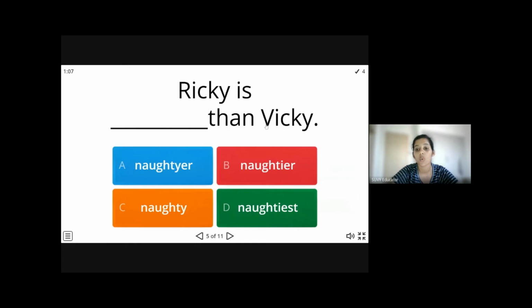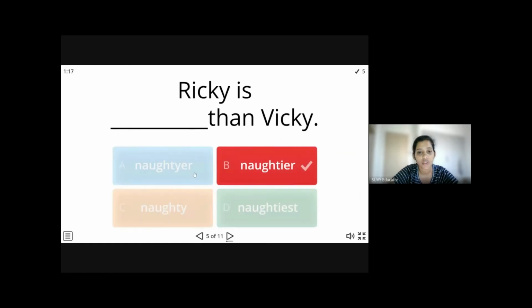Okay, Ricky is dash than Vicky. Now, when you have the word naughty, and when it's ending with a Y, what do we add? We add I, ER, EST. When it's comparing between two, we add ER. So it has to be naughtier. You don't write with a Y, you write with an I. Correct?